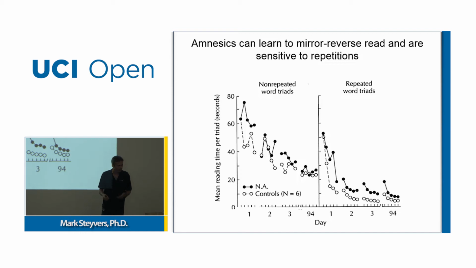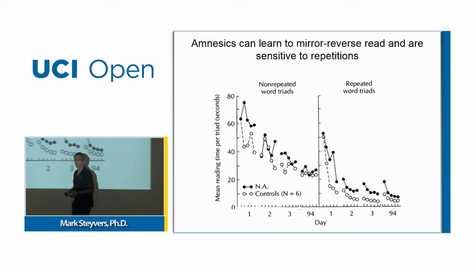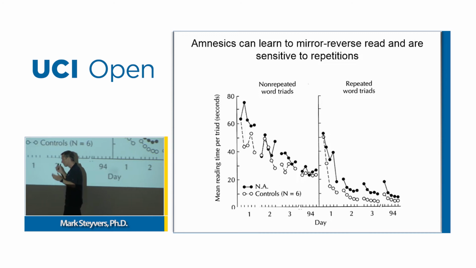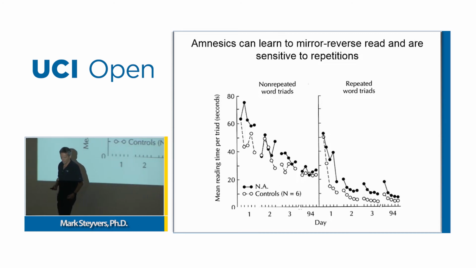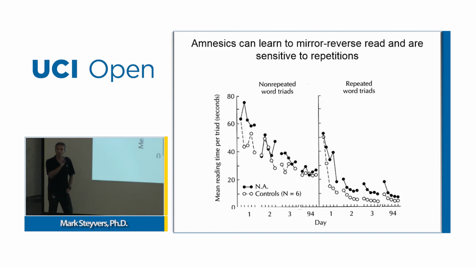So you can do experiments where you learn to mirror reverse read. It's kind of a painful experiment to be in. It's a very unnatural experience, but you can conduct an experiment with this. And you can do this with normal controls, people like you and me, and you can do this with amnesics. In this case, this was done with one patient, NA, who's a Korsakoff patient, so a severe anterograde amnesic. Now this graph charts the progress over time, in fact, over 94 days of training. Imagine being in that experiment. And the vertical axis measures the reading time per triad, per set of 3.